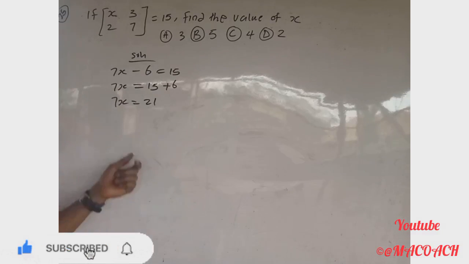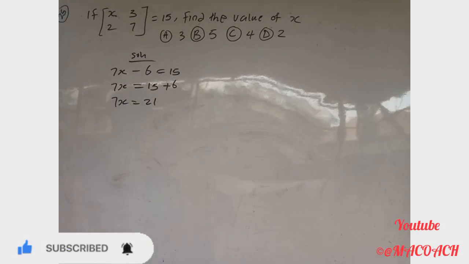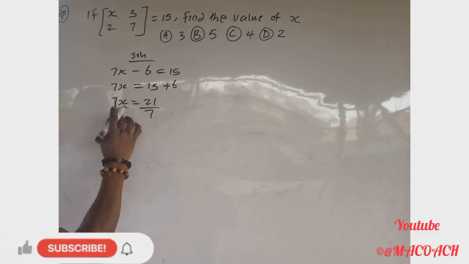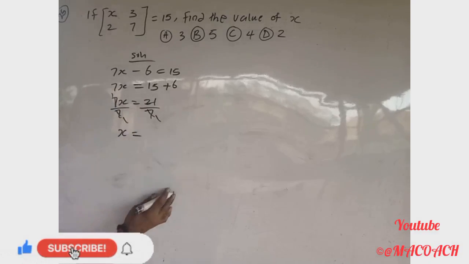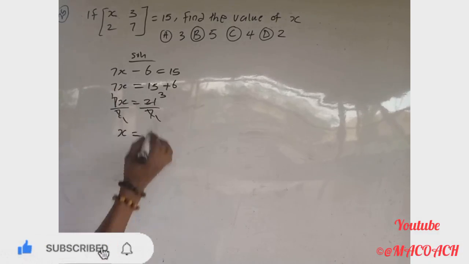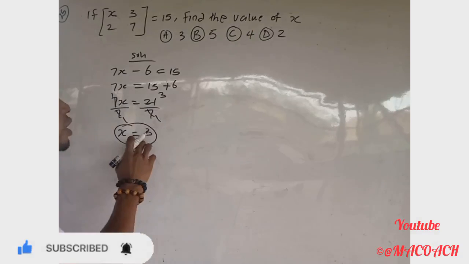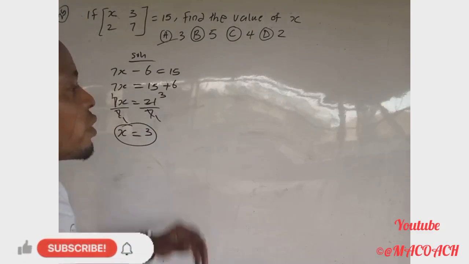So now to get the value of S, you divide both sides by the coefficient of S. The coefficient of S is 7. So you divide both sides by 7. 7 divided by 7 is 1, so we have S is equal to 21 over 7, 7 times 3 is 21, which gives us 3. So S is equal to 3. So the value of S for this question is equal to 3. So our option is A. So A is the answer for this question.